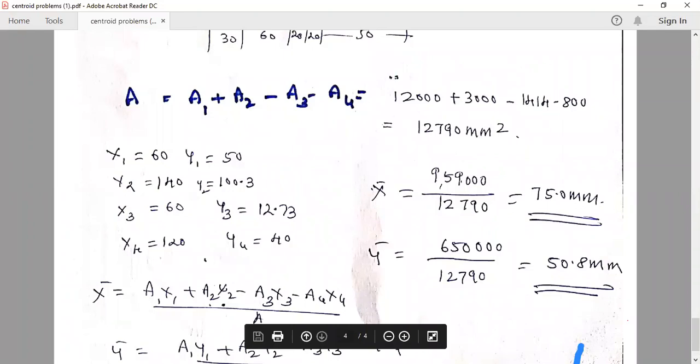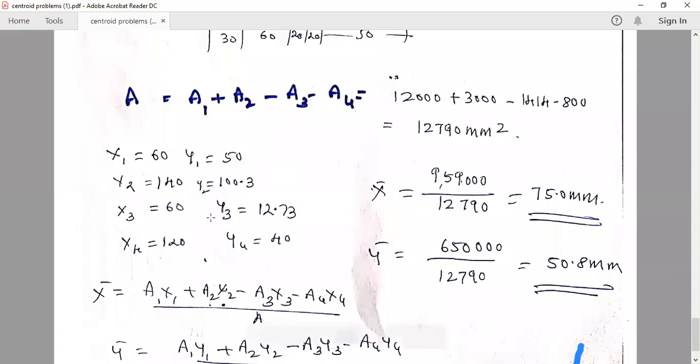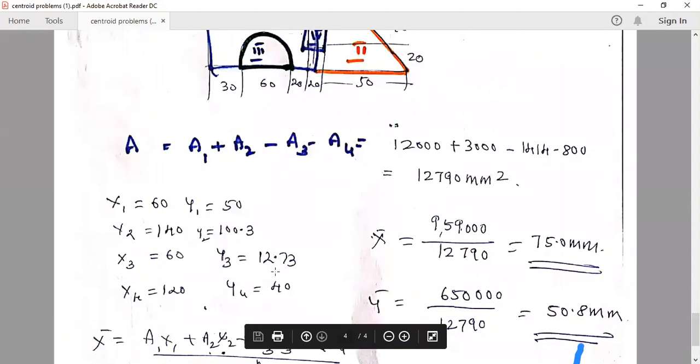Okay. So in table form, initially draw the shape, then write the area. Then X1, Y1, check whether you are getting the same values. Okay. Then area into X1, AX bar, area into Y1, AY bar. Then do the summation: A1 plus A2 minus A3 minus A4. So you will get summation of A, summation of AX bar, summation of AY bar. Finally, X bar equals summation of AX bar by summation of A. Y bar equals summation of AY bar by summation of A. You will get this. Okay. Work out this problem in the table form.